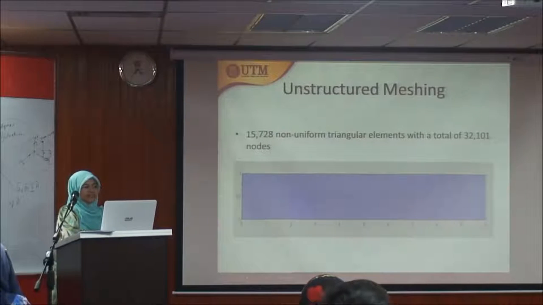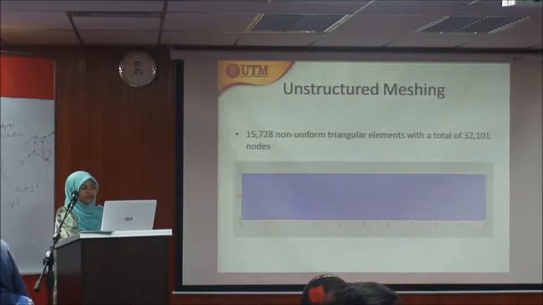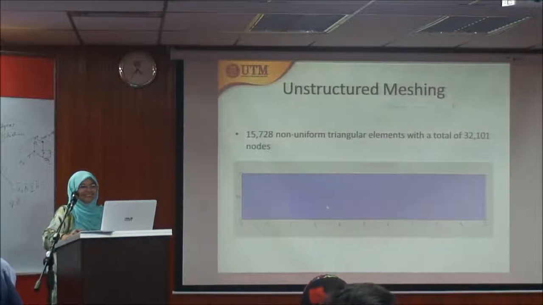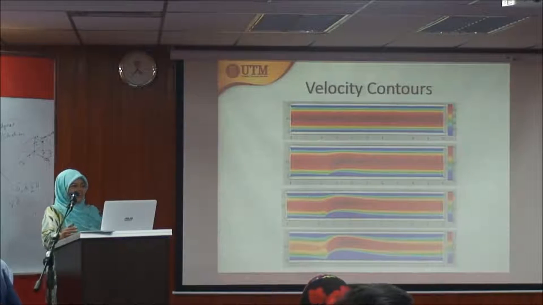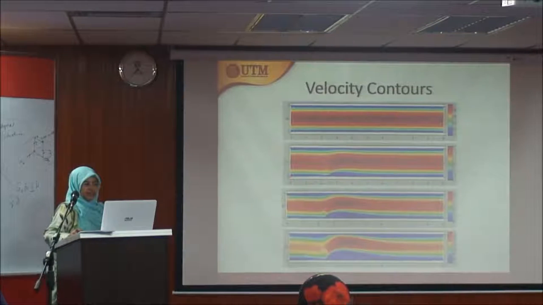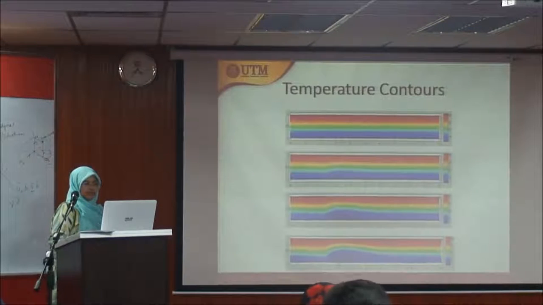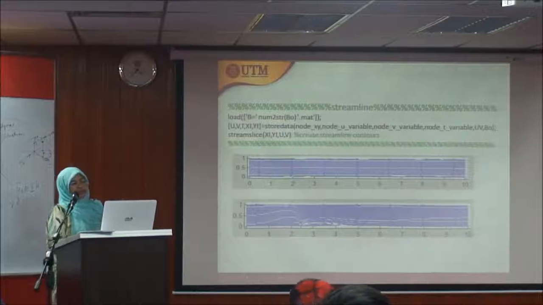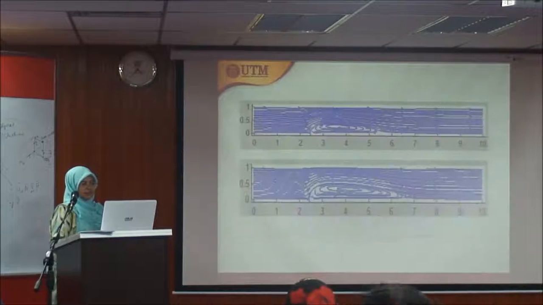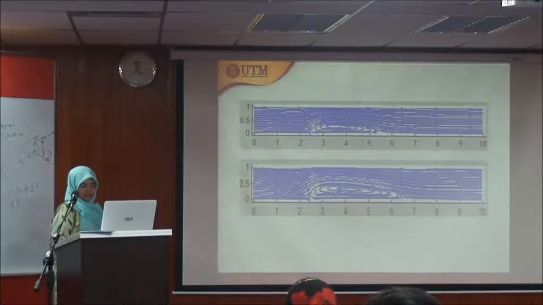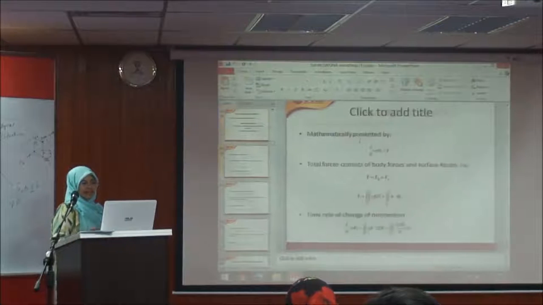The unstructured meshing has 15,728 non-uniform triangular elements. All these are triangular elements in this case. So, this is the answer. That's where the magnetic field is. Velocity converges, temperature converges, and these show how you calculate the sinus and so on. That's what we get, the circulations. Remember that's where the magnetic field is. Okay, I can stop here.